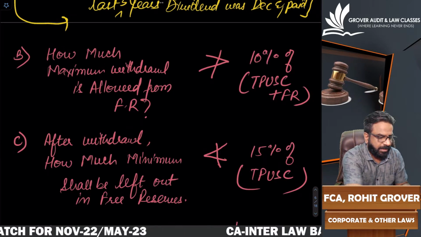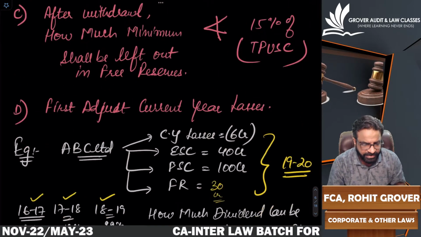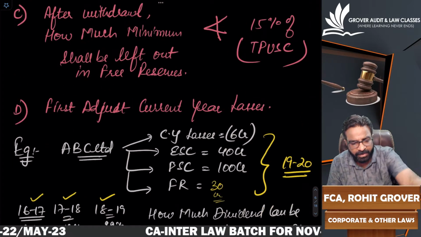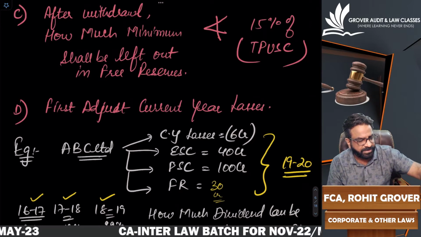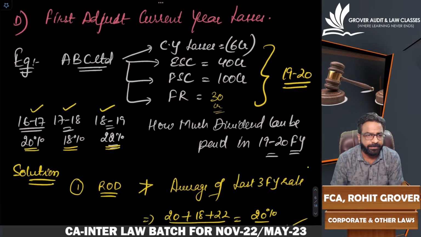Next point, what we have understood. First we have to adjust which year's losses? Current year losses. First we have to adjust the current year losses. So these are the topics we have already done yesterday. Am I correct?